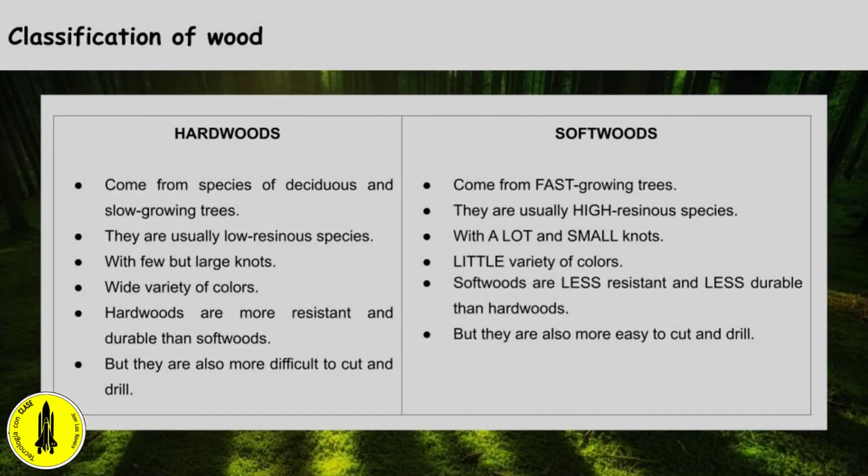The main types of wood are hard and soft. Hardwoods generally come from species of deciduous and slow-growing trees. They are usually low resinous species with a few but large knots, and in hardwoods there are usually a wide variety of colors. Hardwoods are more resistant and durable than softwoods, but they are also more difficult to cut and drill. As you can see in this picture, softwoods present the opposite characteristics.